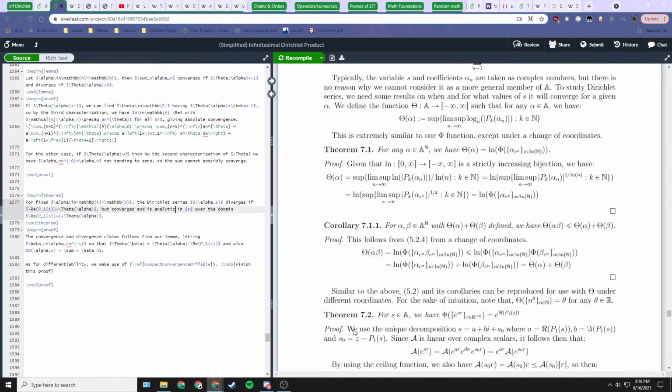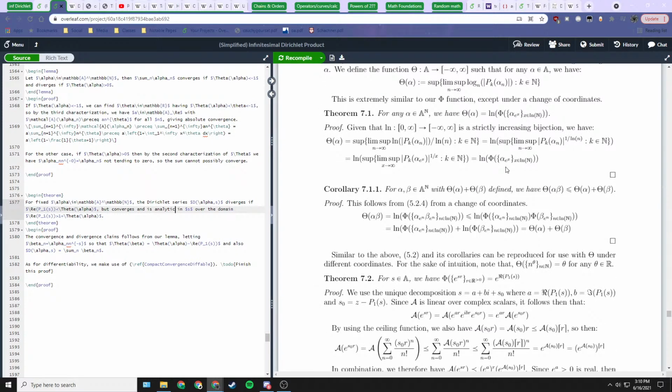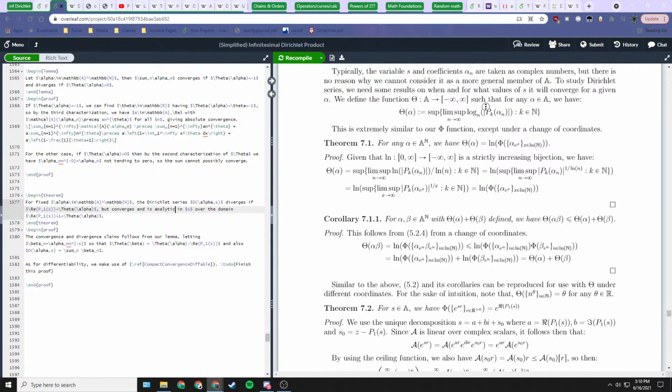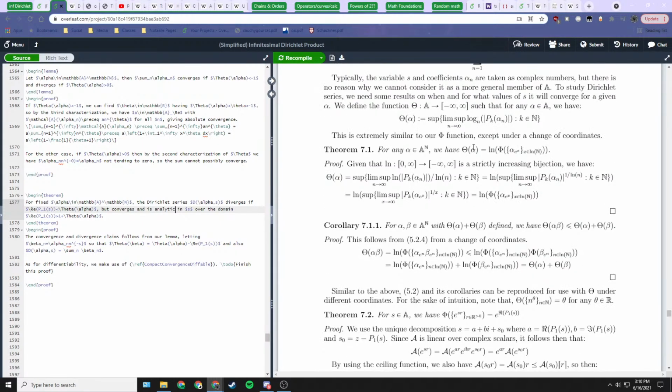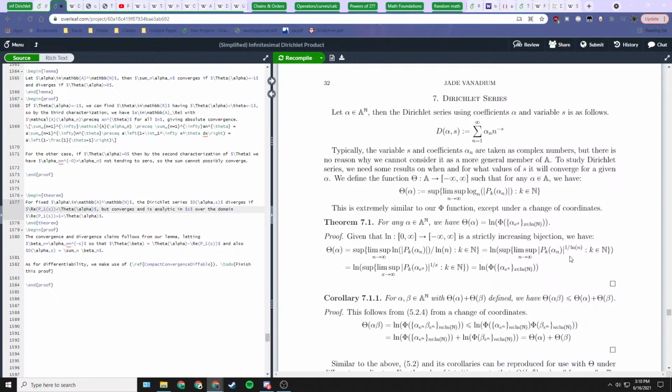We had a few other results. In particular, this relationship between theta and phi lets us essentially take any of the results we had about phi and attempt to translate them over to the context of theta. So for example, one of the things we had was... So yeah, I'm just going back over what we had done previously.